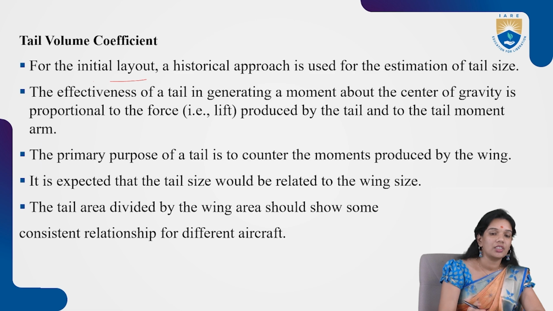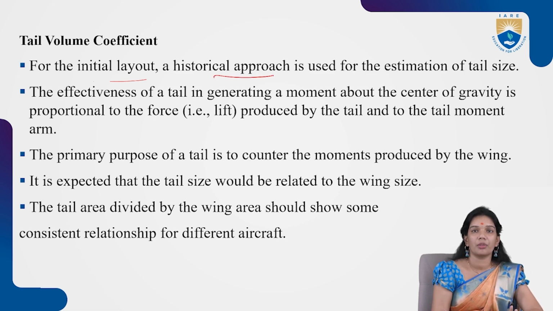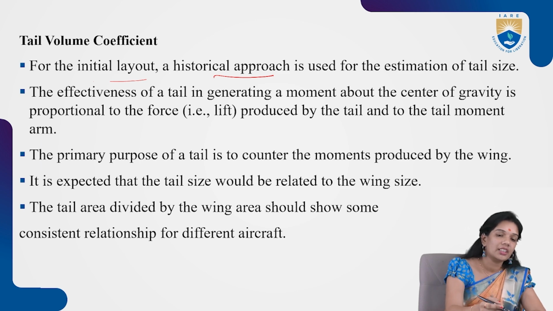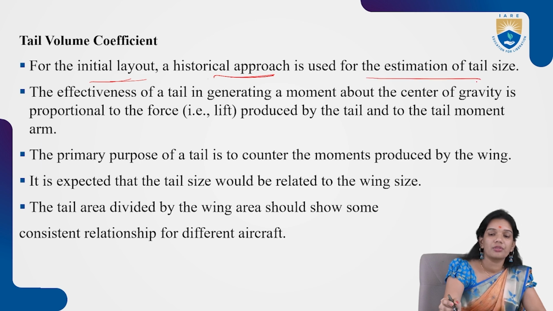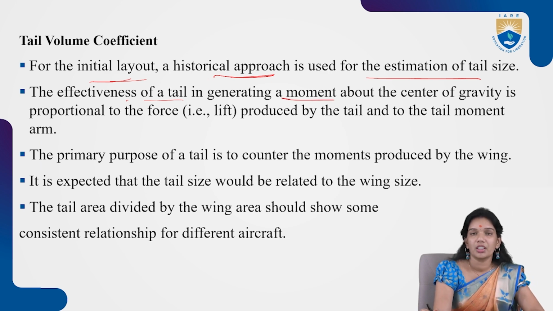So in the initial layout, I am dependent on the historical approach only. I cannot just come up with a new approach, because a new approach would take expensive time. A historical approach already exists, and I know what parameters need to be considered. So in the initial layout, a historical approach is used in estimating the tail size. Now the effectiveness of a tail in generating a moment about the CG is proportional to the lift produced by the tail and its tail moment arm.